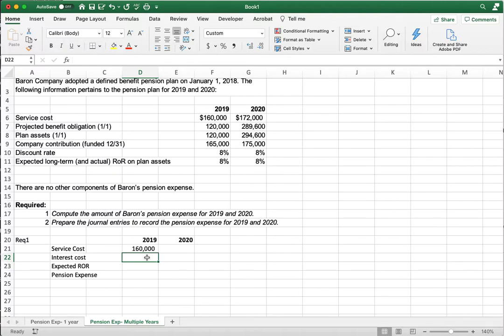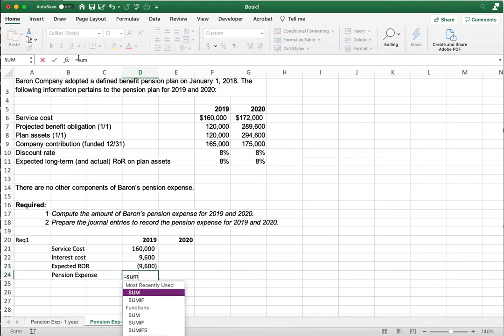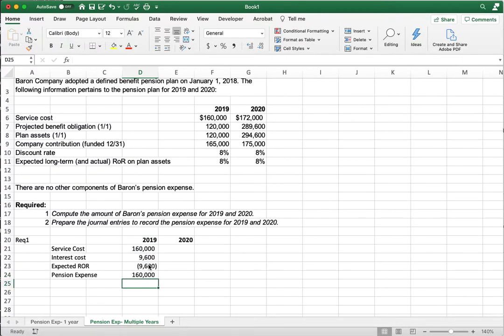We'll just go ahead and finish 2019 first, and then we'll jump over to 2020. So for interest cost, we have $120,000 times 8%. Expected rate of return, we have plan assets of $120,000 times rate of return of 8%, and this we want in the negative, and then we can do a sum, which will obviously still be the 160, but we'll just do the sum anyways for that 160.